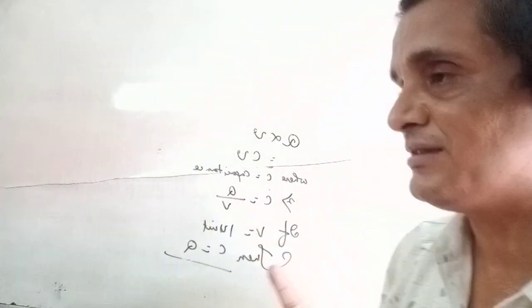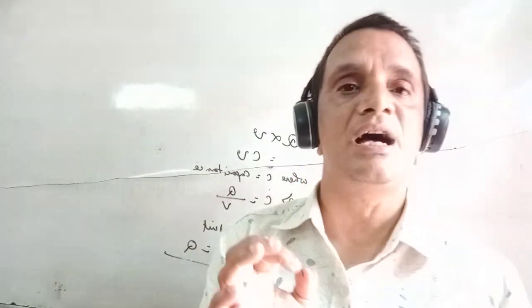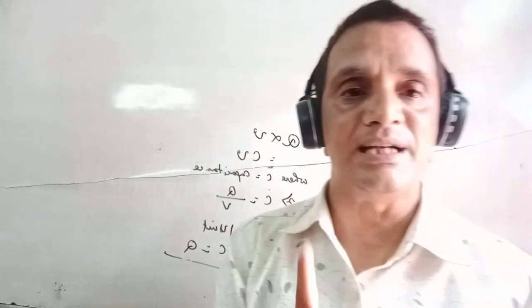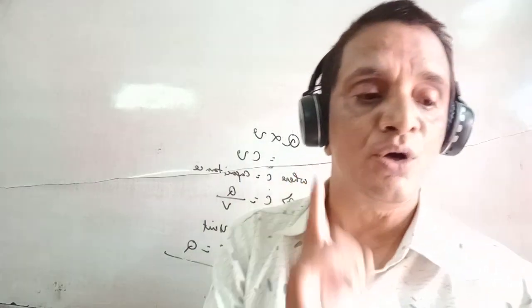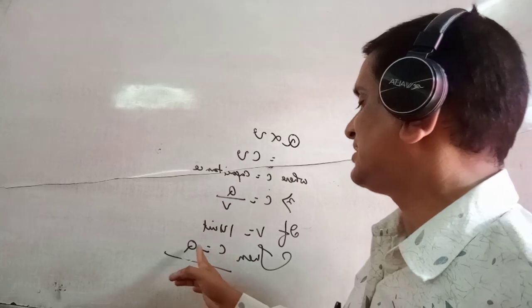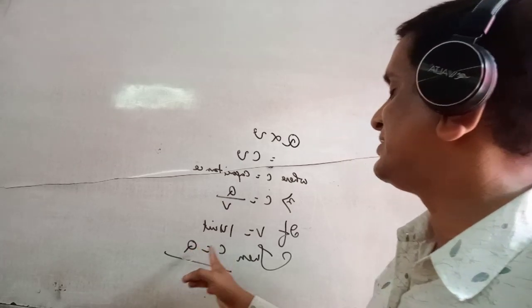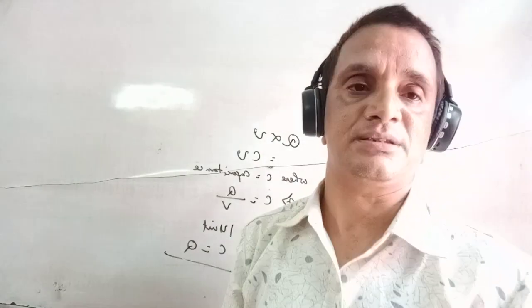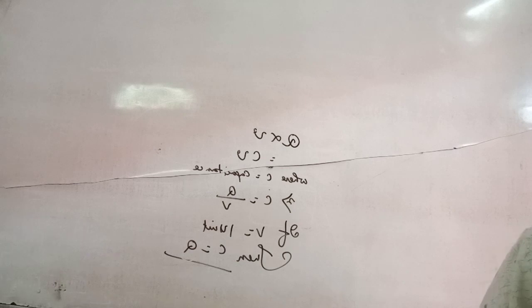What is capacitance? Capacitance is the amount of charge required to raise the potential through 1 unit. Is it clear? That is about your capacitance. Now, what are the factors upon which capacitance depends?